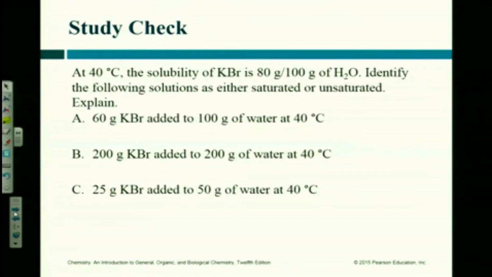60 grams of potassium bromide and 100 grams of water. Is that saturated or unsaturated? It's unsaturated because 60 is less than 80, isn't it? Okay. What about B?